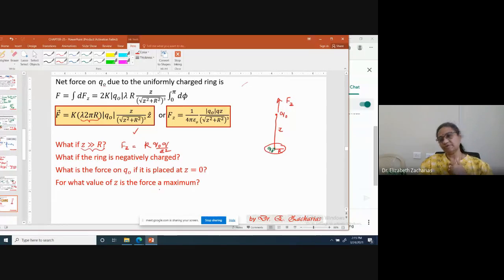Okay, now there is another question. This is an interesting question. I know that the force here will be 0 when I put Q naught at the center. What will be the force when Z tends to infinity? When Z tends to infinity, what will be the answer?